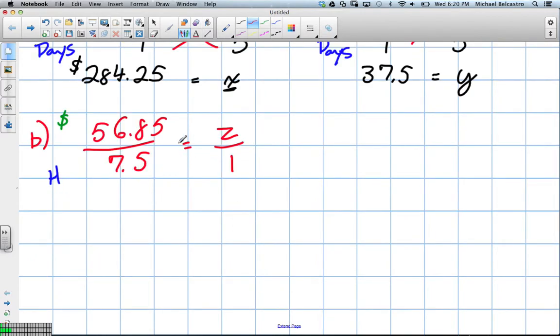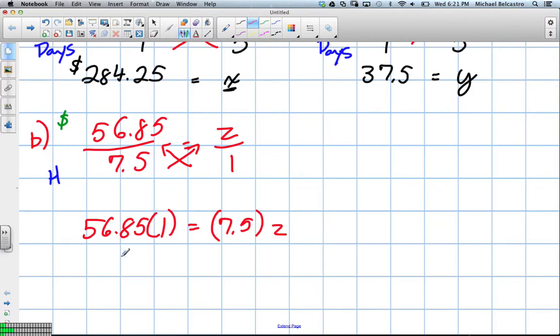Okay. So what can we do to simplify? Cross multiply. Okay, so we cross multiply. Now in this one, we're going to get 56.85 times the number 1 is equal to 7.5 times Z. Now 1 times that, we'll keep it as 56.85. But we're going to have 7.5 Z. And we're trying to find out what Z is. That's our unknown, right? So how do I get Z by itself? How do I move that 7.5 to the other side?